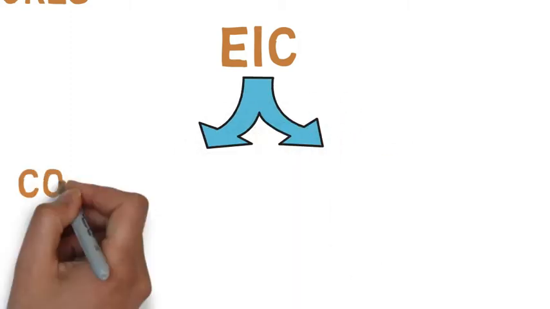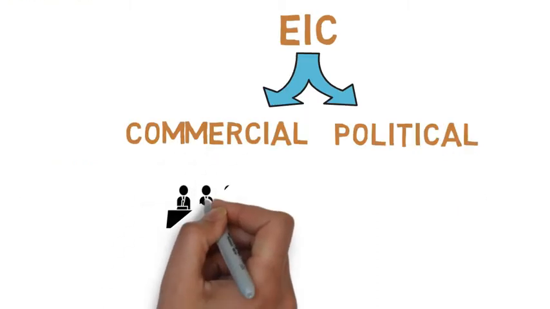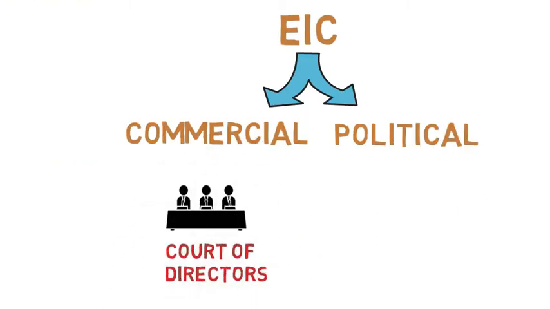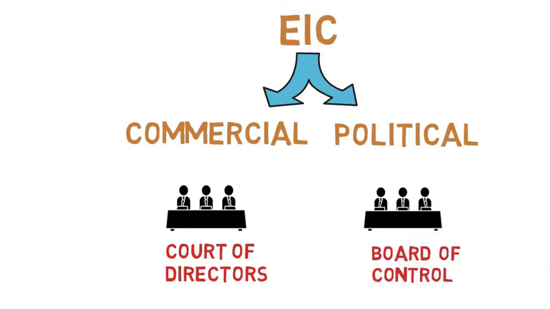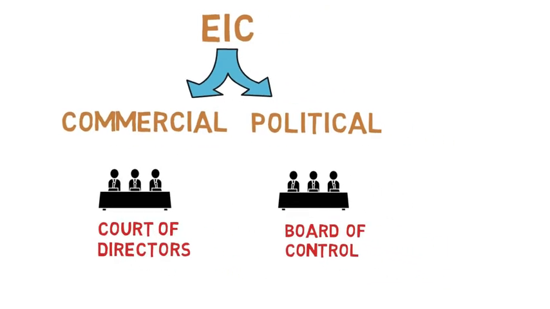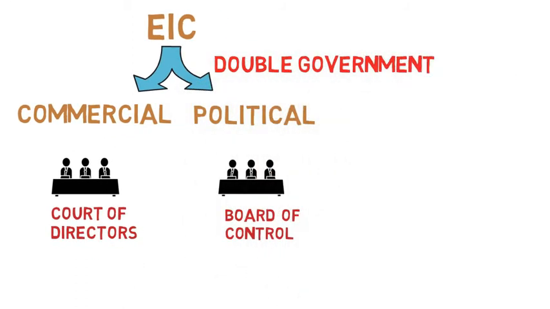The Act distinguished between the commercial and political functions of the company. The Court of Directors managed the commercial affairs, but a new body called the Board of Control was now made responsible to handle the company's political affairs. Political affairs simply meant the expansion of British territory in India. This separation of functions between two organs was called the system of double government.